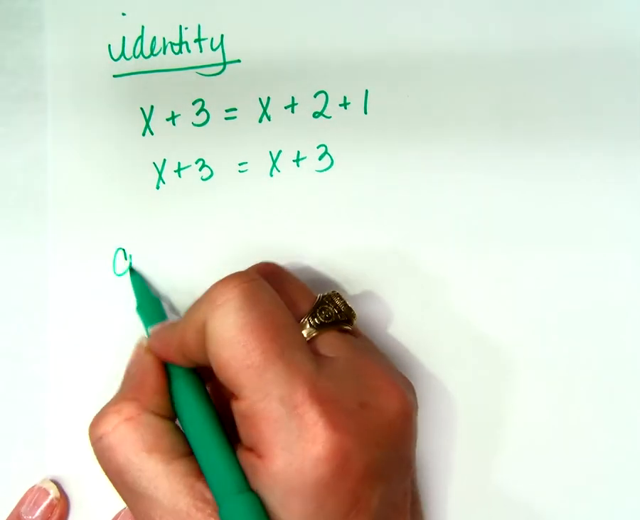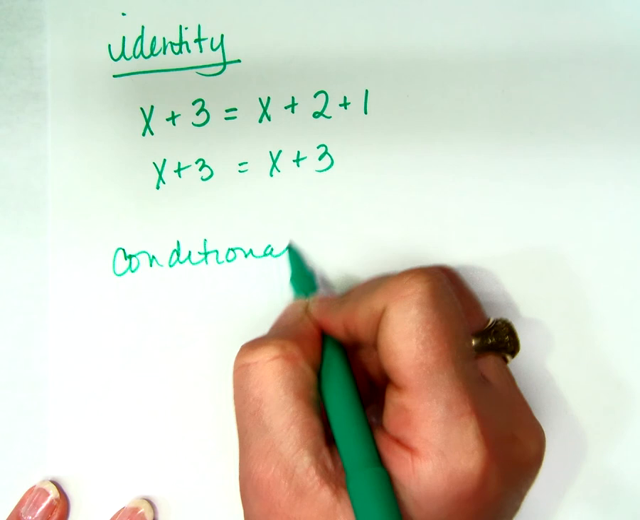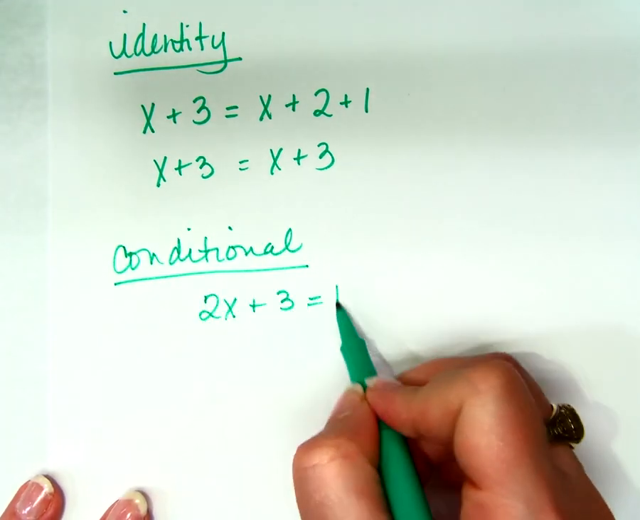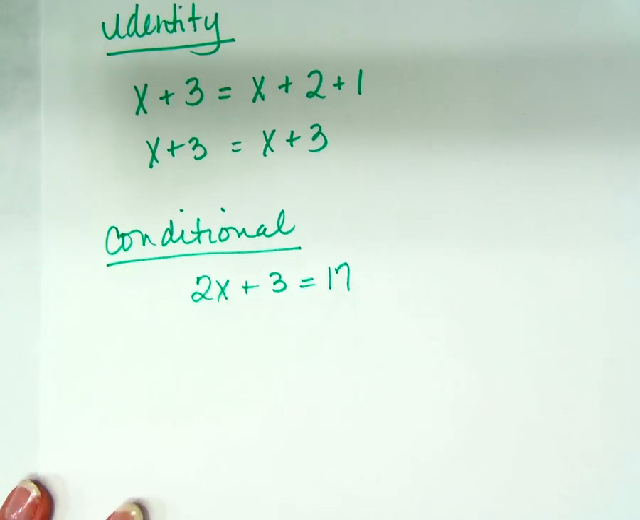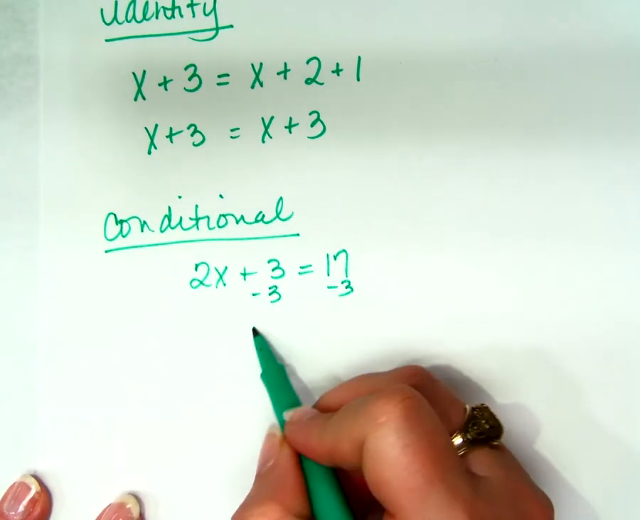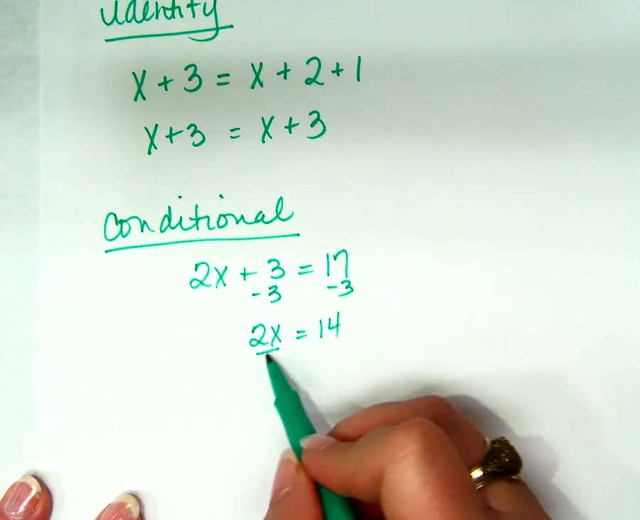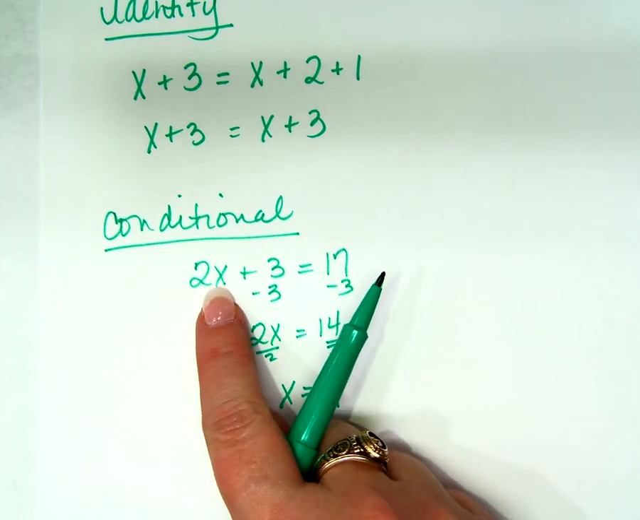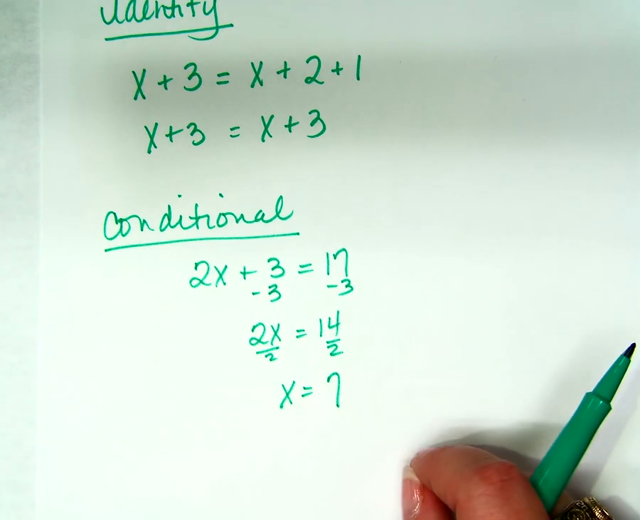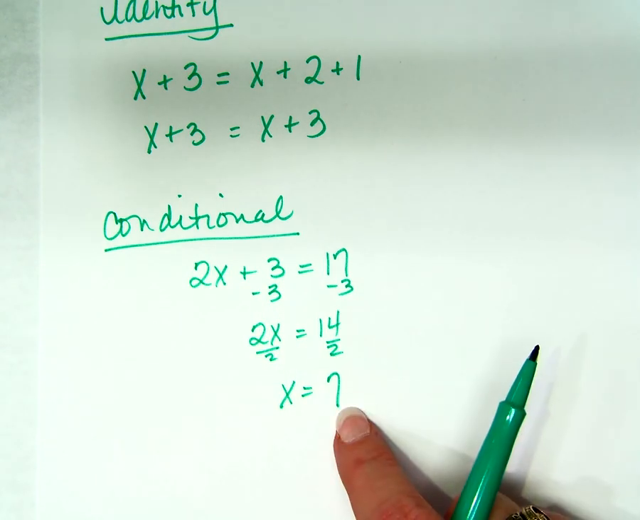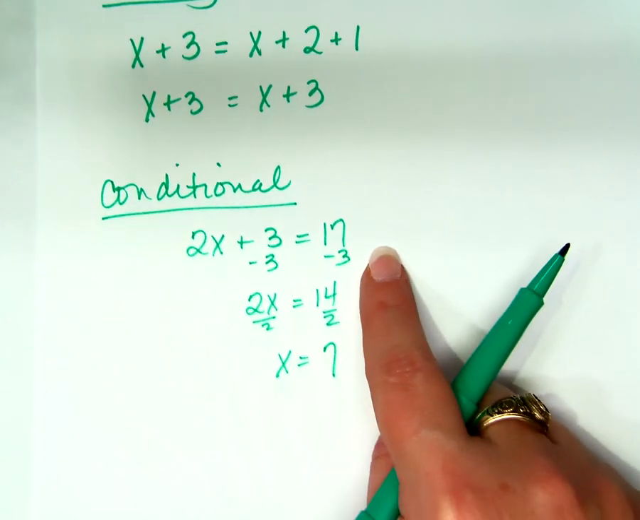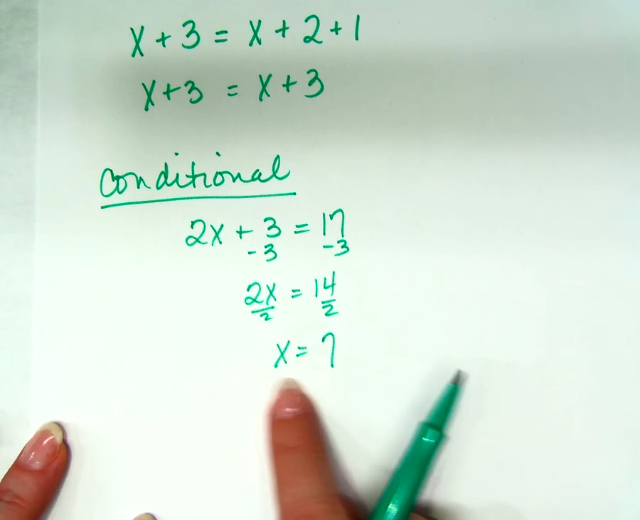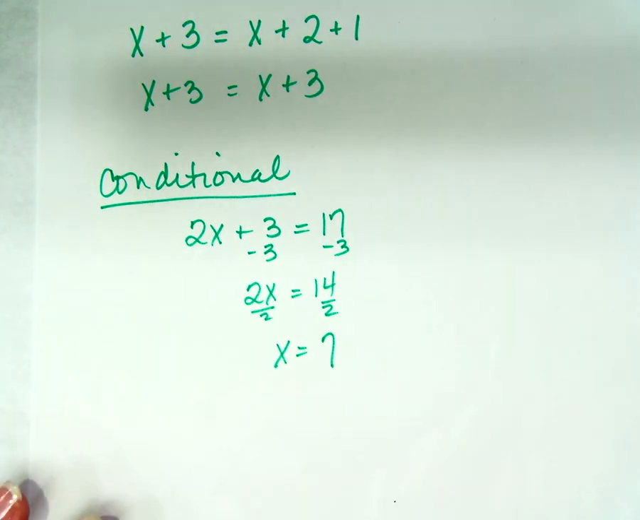Okay. Conditional. Conditional would be something like this. 2x plus 3 equals 17. Well, I need to subtract 3 from both sides. 2x equals 14. x equals 7. What value could I put in here to make this a true statement? Only 7, right? I can only put 7 in here to make this a true statement. Any other value I put in there, it's not true, is it? So it's conditional on putting in the right x equals.